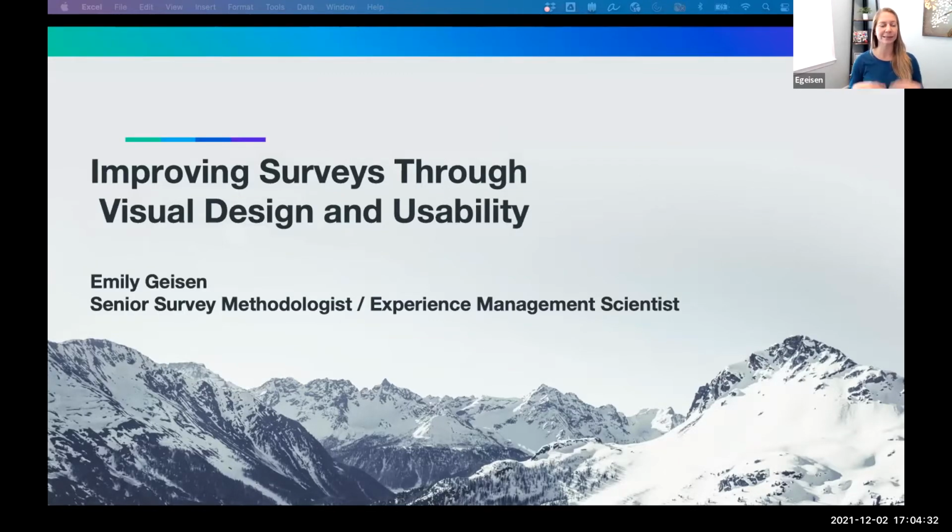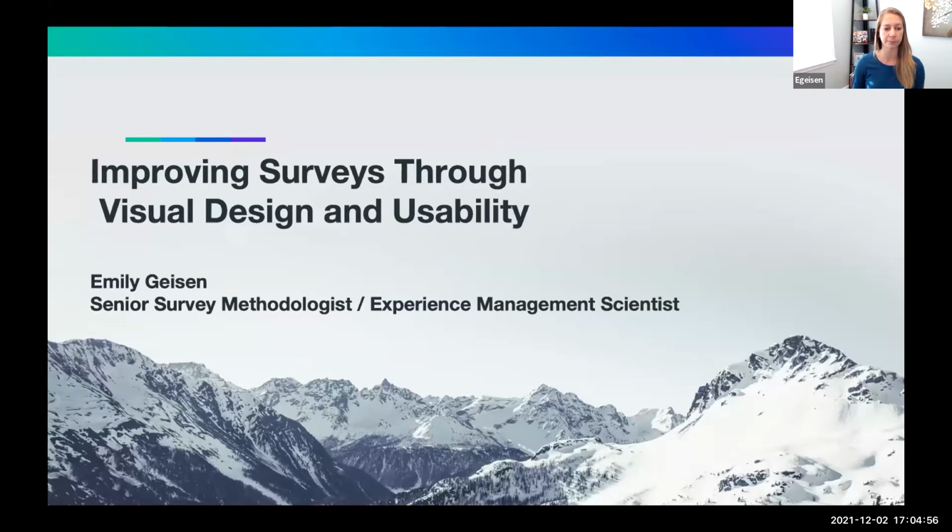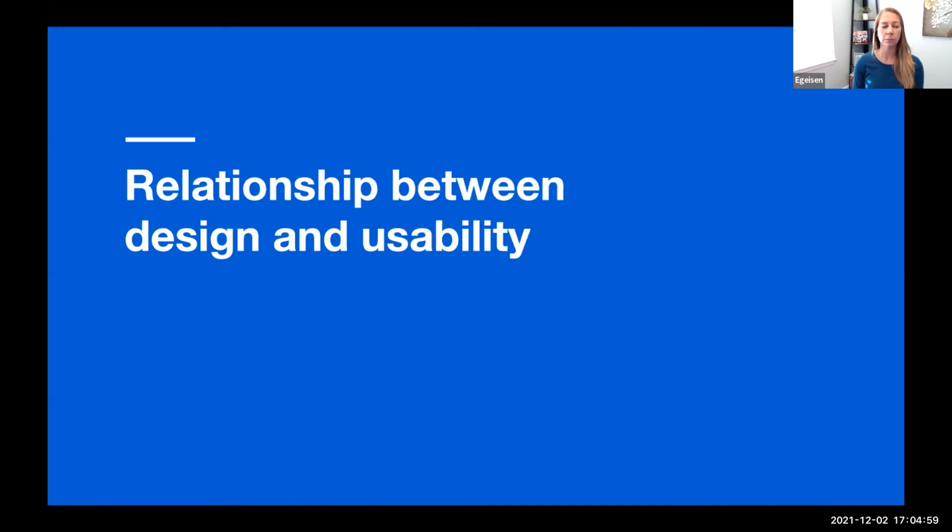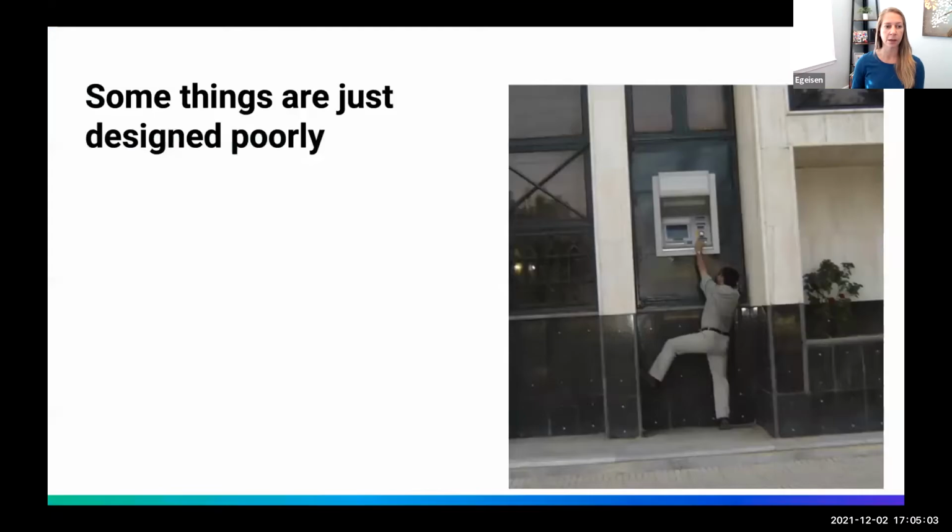So in this case, this combination of survey methodology and experience management helps me to improve the experience of survey taking. And so in this presentation, I'm going to share with you a few tips for improving the visual design of surveys to increase usability. But first, I want to start by sharing with you a way of thinking about design and usability. So I'm going to walk you through the relationship between design and usability.